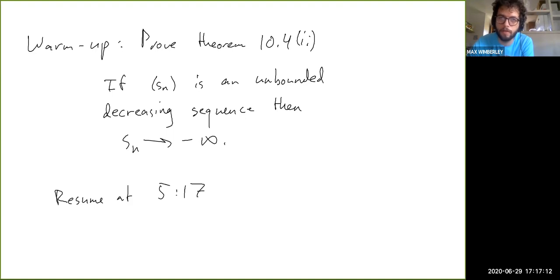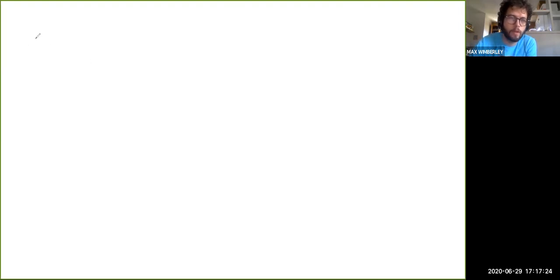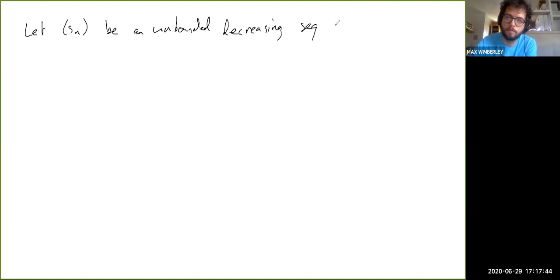Okay, so hopefully that wasn't too bad. So let's prove this here. Actually, let me clear this stuff. So, we want to show: let Sn be an unbounded decreasing sequence. We want to show that Sn goes to negative infinity, right?